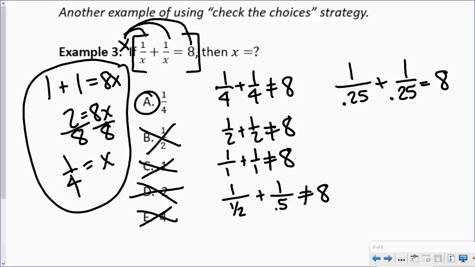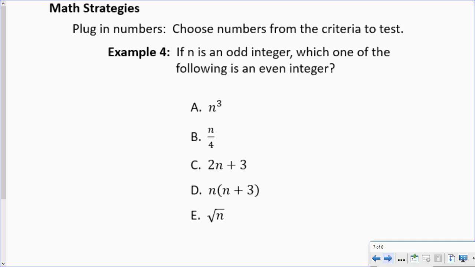That's the most common way to check your choices, especially when you're solving equations and it's a really complicated equation and you don't remember how to do it. Plug in the numbers for x and see which one gives you what it's supposed to equal. Let's check the choices. That is different than plug in numbers.